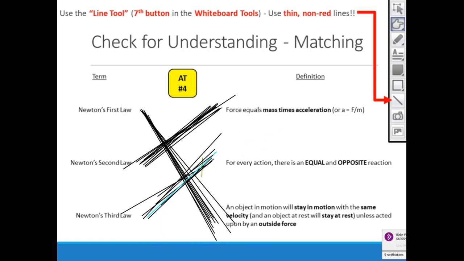This is number 4 in your attendance ticket, so get your trigger finger ready to mark that down. Here we go. Newton's first law: an object in motion will stay in motion with the same velocity unless acted upon by an outside force. Second law: force equals mass times acceleration, or you can change around the equation to also be acceleration equals force divided by mass. And Newton's third law: for every action there's an equal and opposite reaction.